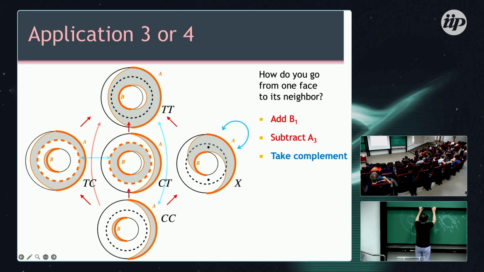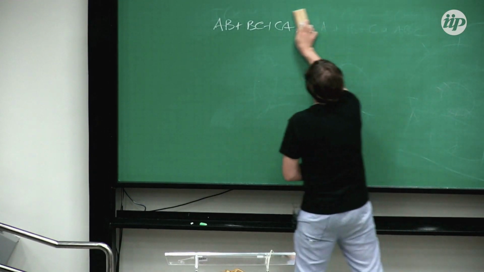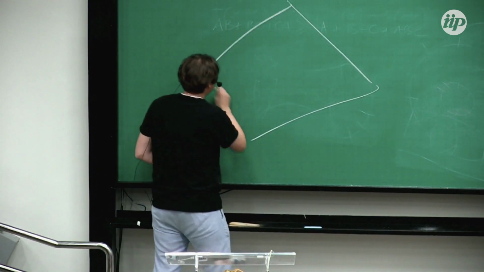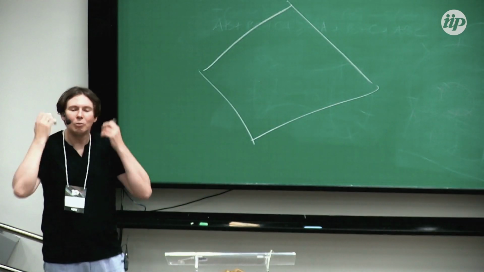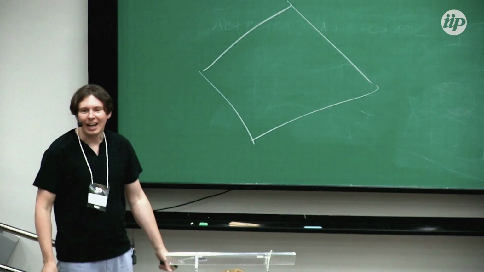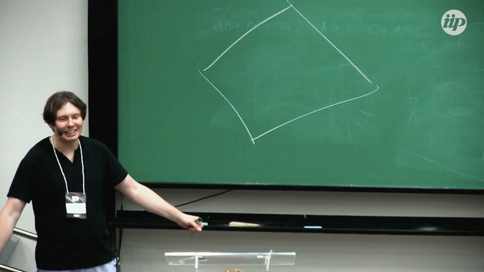And now for the final application, let's go back to the torus. We had this torus that I have been drawing all along. And then you can ask, what are the faces that are non-zero on the torus? And you get to make a plethora of really interesting statements.